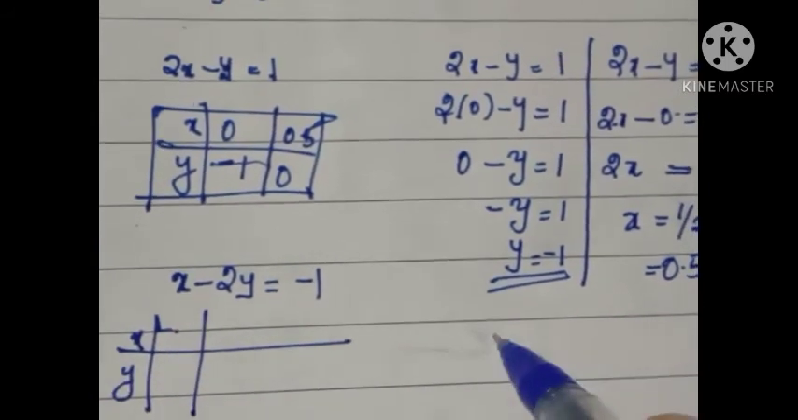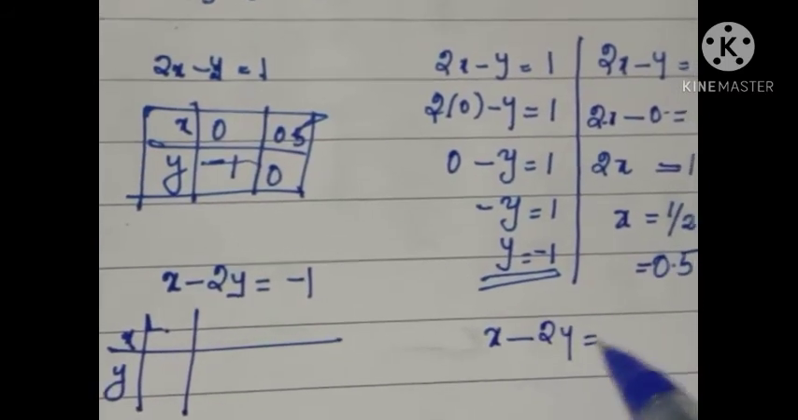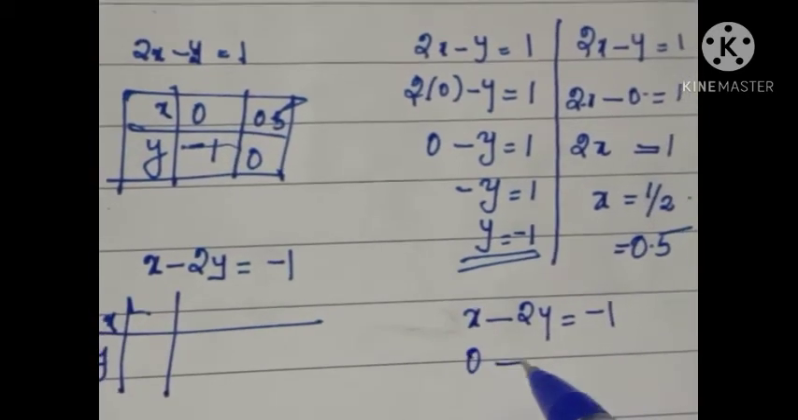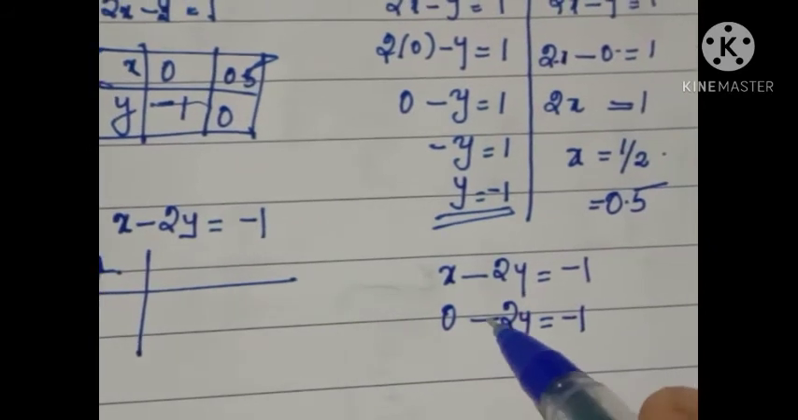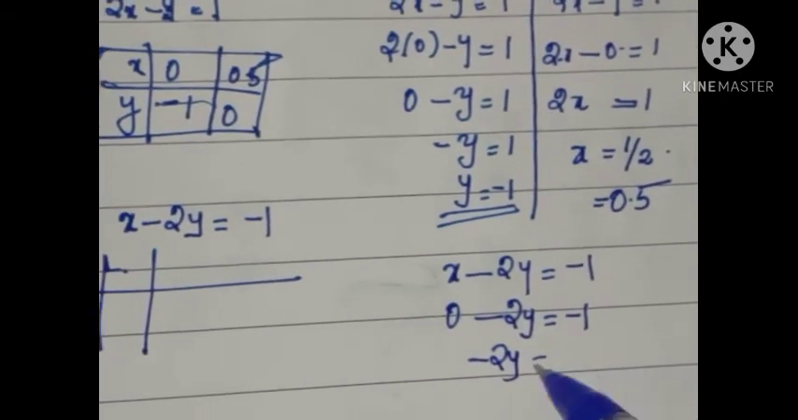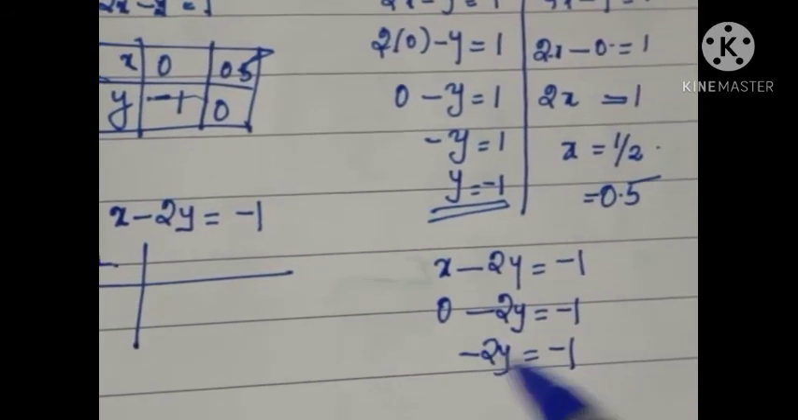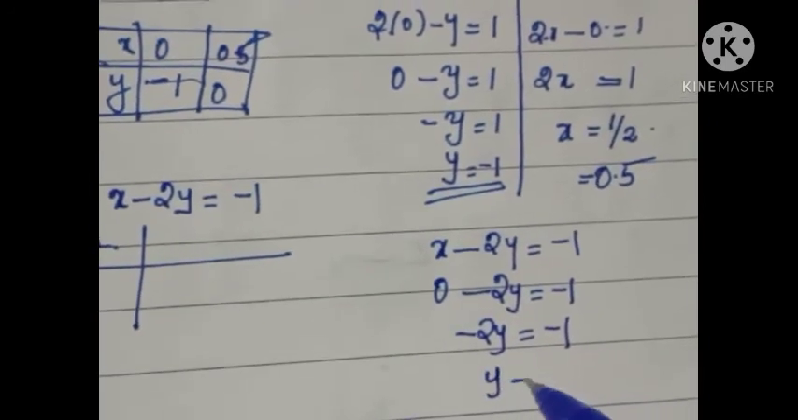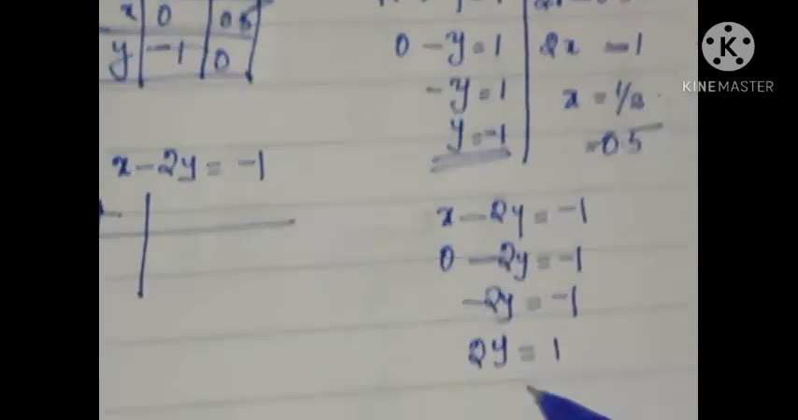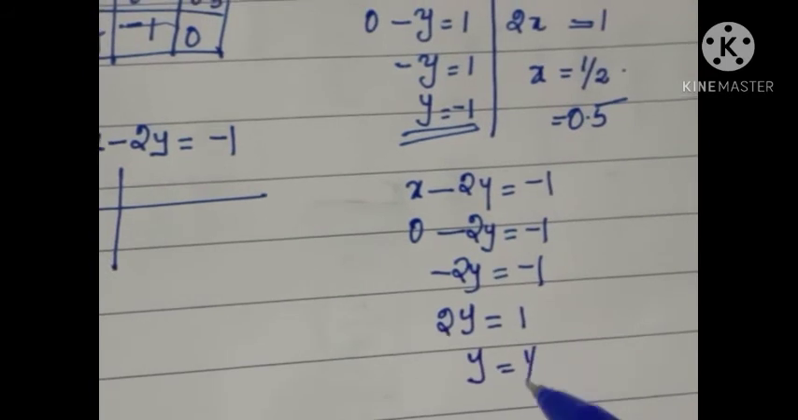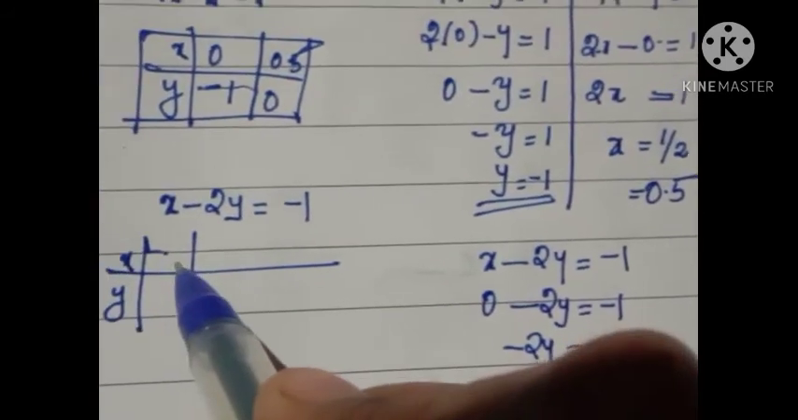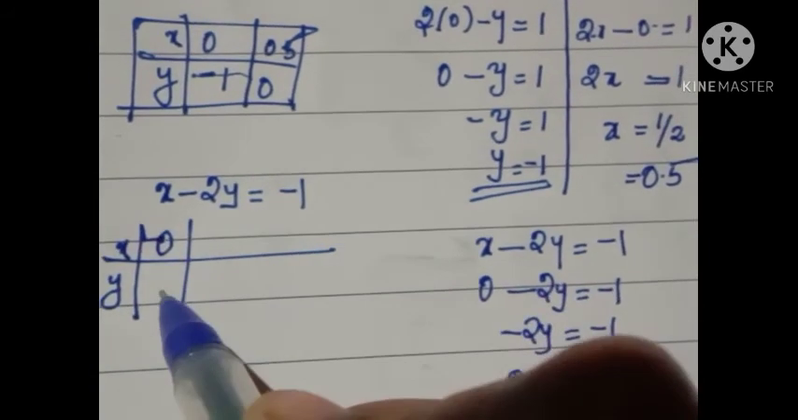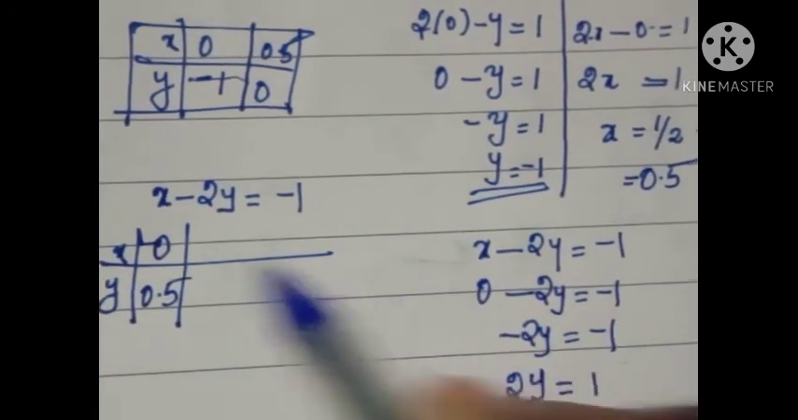When x equal to 0, put x equal to 0 in this equation. So 0 minus 2y is equal to minus 1. So minus 2y is equal to minus 1. Cancel this negative sign. So 2y is equal to 1, or y equal to 1 by 2. It's again 0.5. So when x equal to 0, y equal to 0.5.